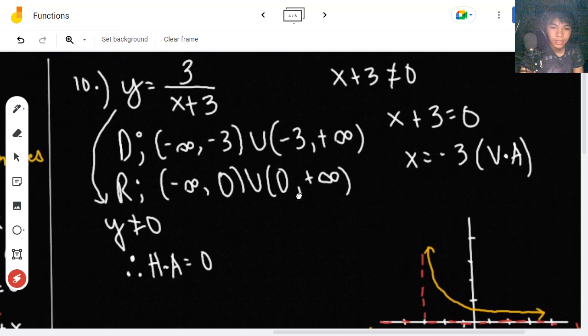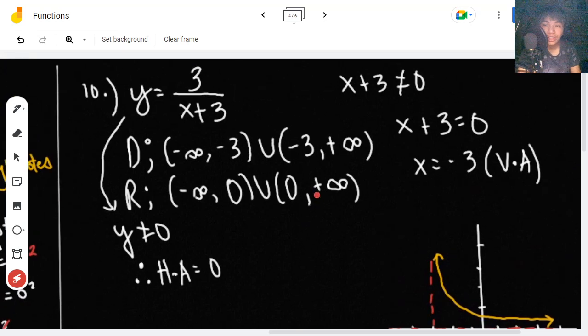Therefore, on rational functions, we will deal with the horizontal and the vertical asymptotes. So let's go over here for now. To get the vertical asymptote, just get the function from below and solve for x. So transposing here, we have x equals -3. That is our vertical asymptote.